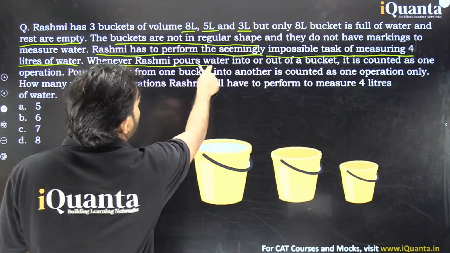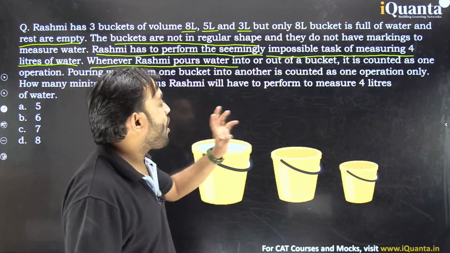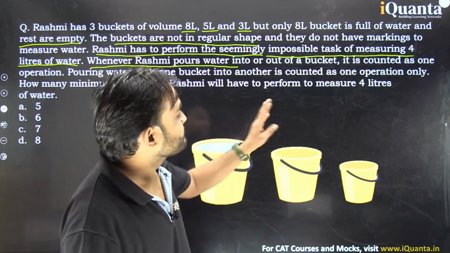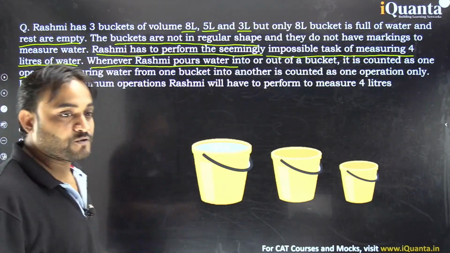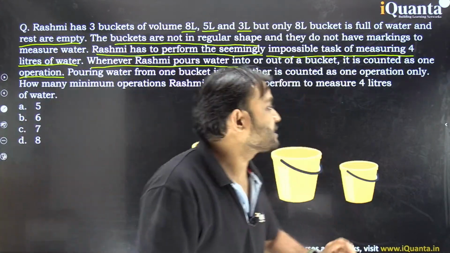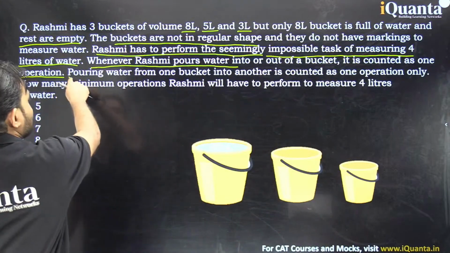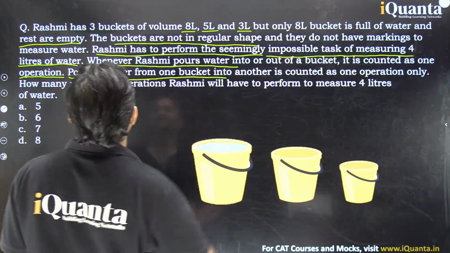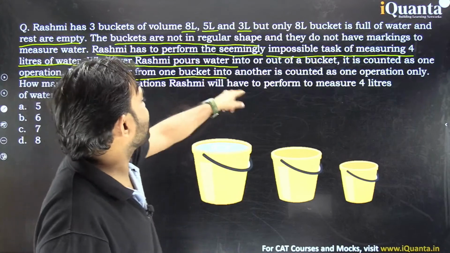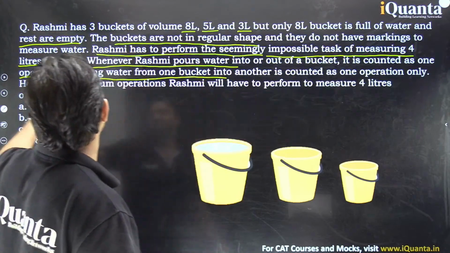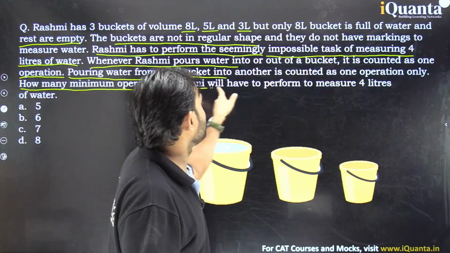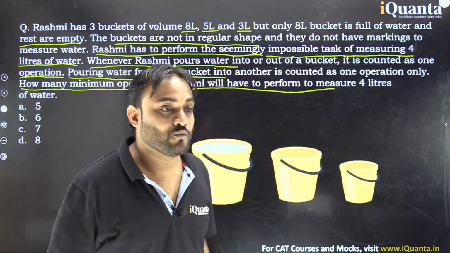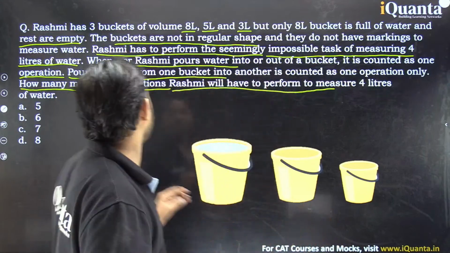Whenever Rasmi pours water into or out of a bucket, it is counted as one operation. So if you are taking out and putting something, which is explained further, pouring water from one bucket into another is also counted as one operation only. How many minimum operations will Rasmi have to perform to measure 4 liters of water?